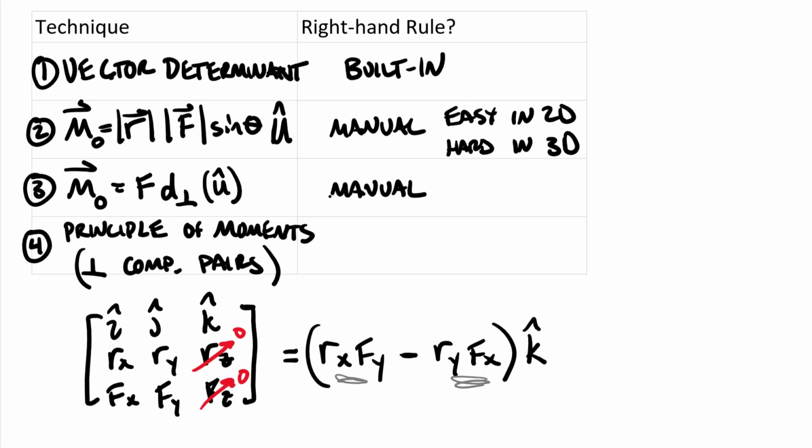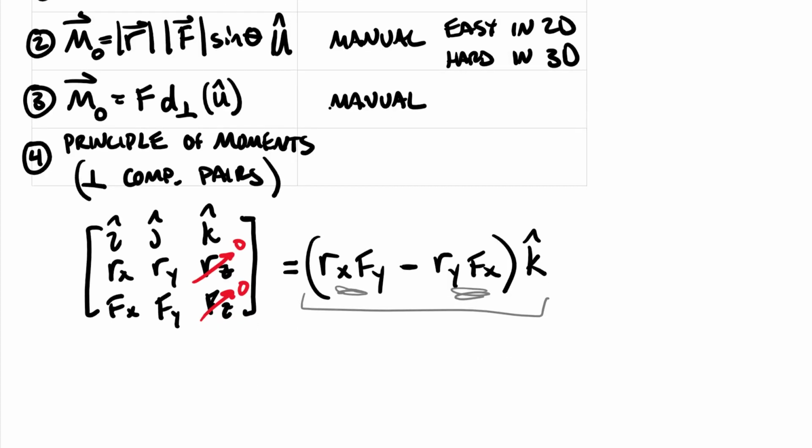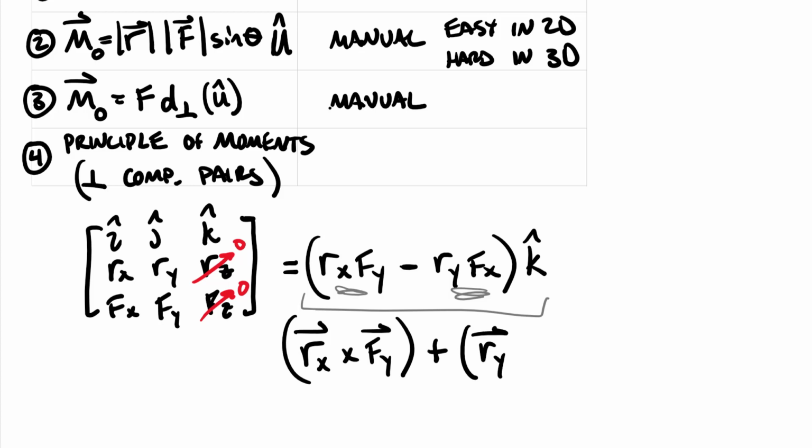So whether you think about them kind of in total like this, or if you think about them, and this is the way I typically think about them more, is that I have an Rx, which is a component vector, and I'm going to cross that into Fy, which is a component vector, and then I'm going to add that to my Ry crossed into Fx. So I'm going to cross each one of those component vectors, then add together the answers, and I'll still end up with a k-hat value exactly equal to the one above.